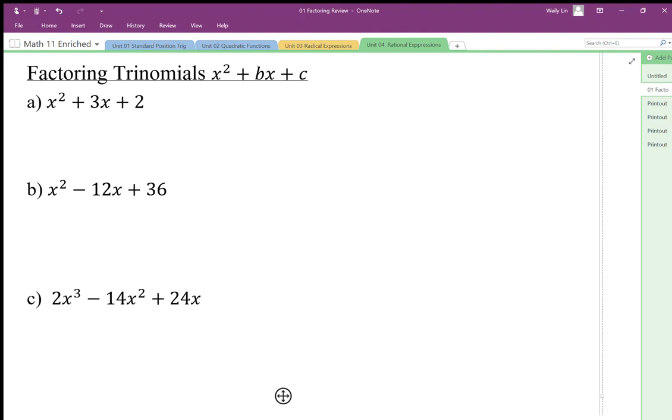So here's some practice factoring trinomials. Make sure you do these on your own, and you can check the answers for these. So pause this video and do these on your own first, and then you can check your solutions for this.